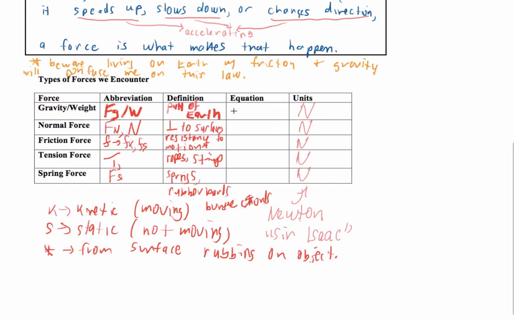Now the equation for gravity, that's W is M times the gravitational strength. Remember, G is going to be 10 newtons per kilogram. Or when we're doing labs, 9.8 newtons per kilogram. The normal force depends on things.